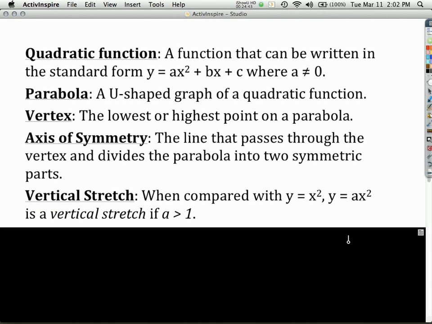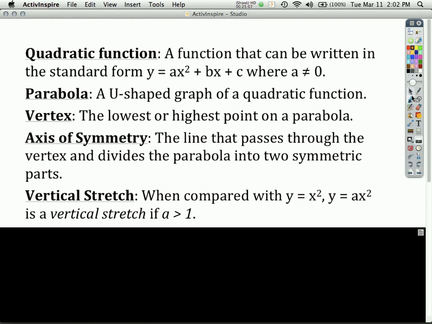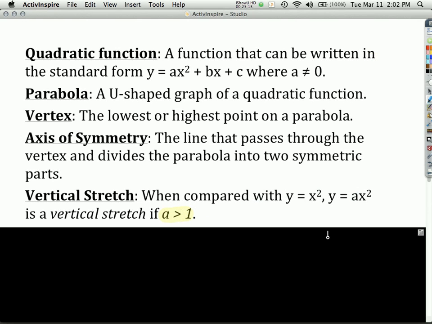We are going to be learning something called a vertical stretch. Now, you do not have to write this. You need to read this, and then just write the part after the comma. When we compare it with y equals x squared, y equals ax squared is a vertical stretch if a is greater than 1. So the most important part is this. A is greater than 1 is called a vertical stretch.